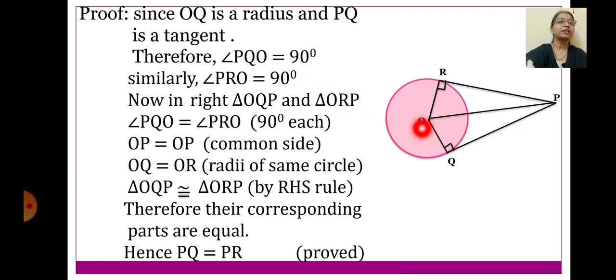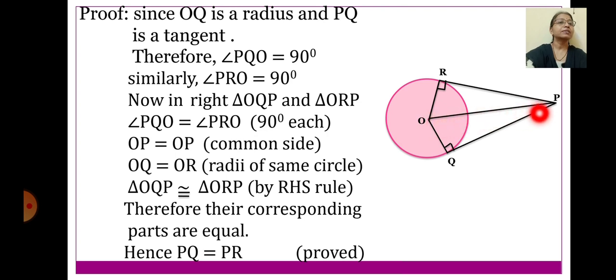Right? Similarly, OR is the radius and PR is a tangent. So again, by that first theorem, this radius is perpendicular to the tangent at its outer end. So that is why this angle PRO is also equal to 90 degrees. Right? Now consider triangles OQP and ORP. In these two triangles, angle Q is equal to angle R, both 90 degrees.